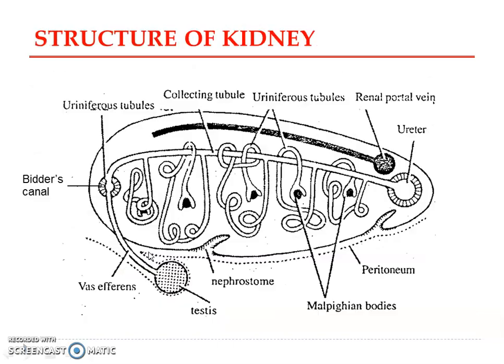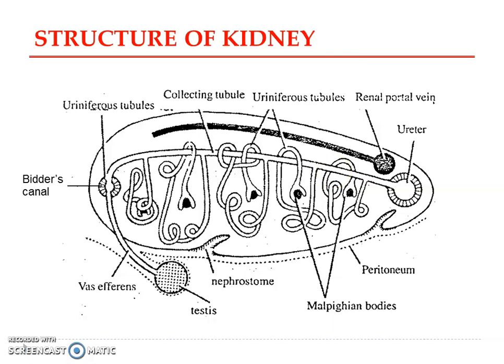Now when we speak about the structure of the kidney, it is a compound tubular gland, formed of numerous coiled tubules known as uriniferous tubules. These coiled tubules can otherwise be referred to as nephrons, so it will be easier for you to understand and compare with what you have already learned in the case of humans.